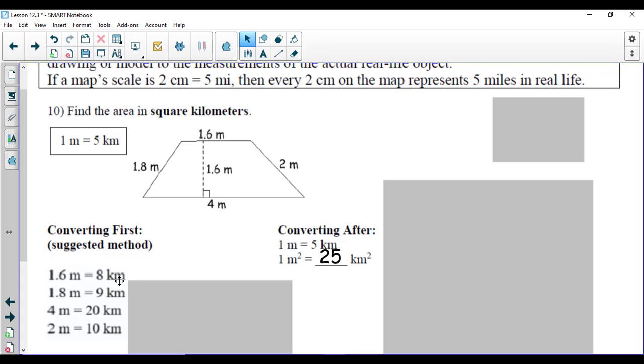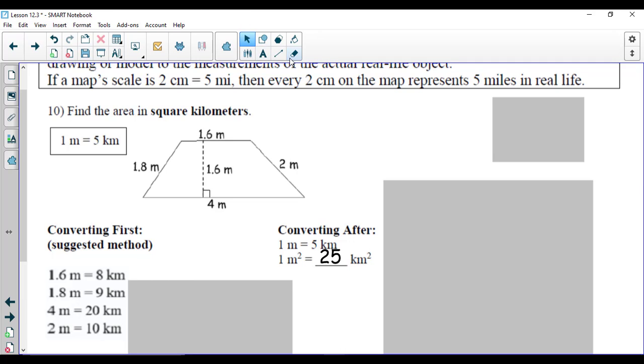1.6 times 5 gets us 8 kilometers, so the 1.6 meters is equivalent to 8 kilometers. 1.8 I took times 5 to get 9 kilometers for this side. 4 meters times 5 got me 20 kilometers. And then 2 meters times 5 got me 10 kilometers.